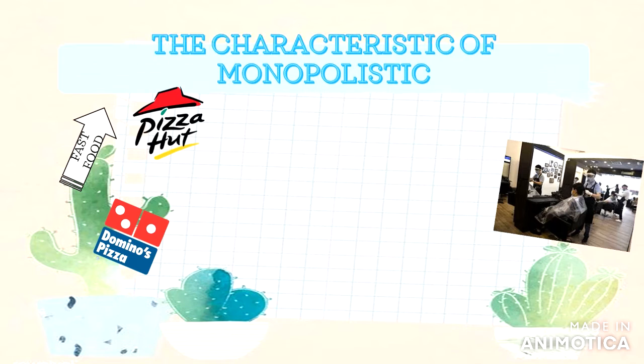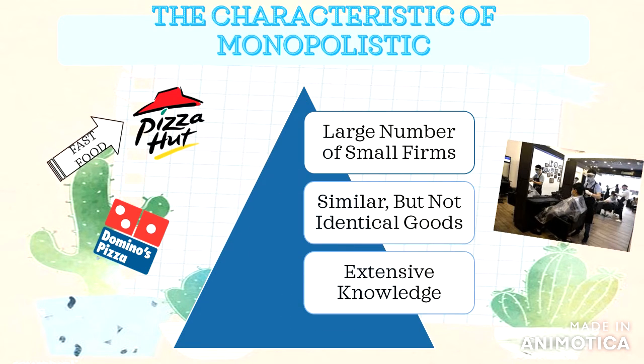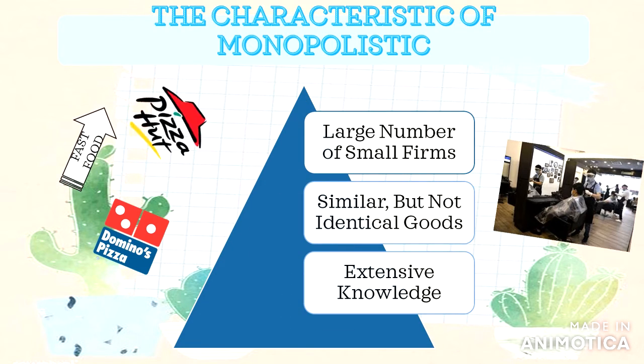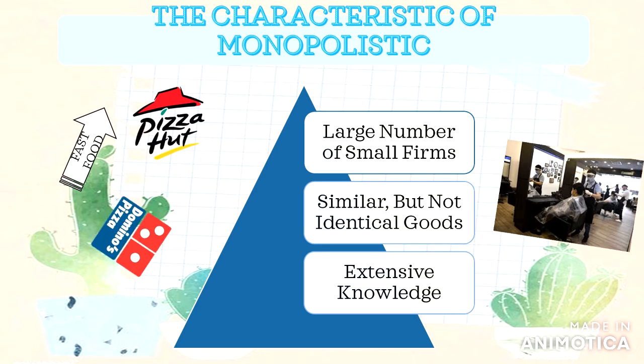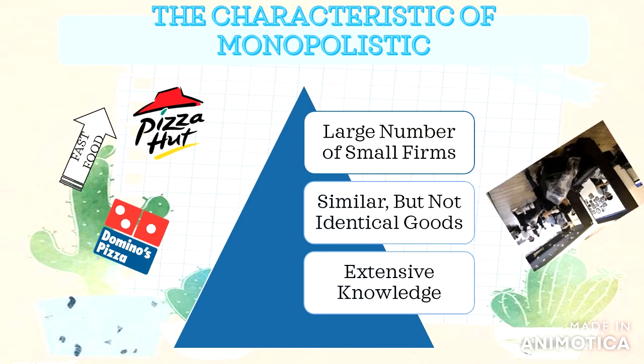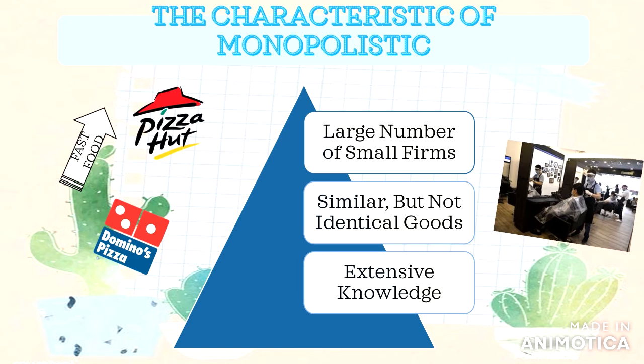The characteristics of monopolistic competition are a large number of small firms, similar but not identical goods, and intensive knowledge. For the first one, a large number of small firms, a monopolistic competitive industry contains a large number of small firms. This ensures that all firms are relatively competitive with very little market control over price or quantity. In particular, each firm has hundreds or even thousands of potential competitors.